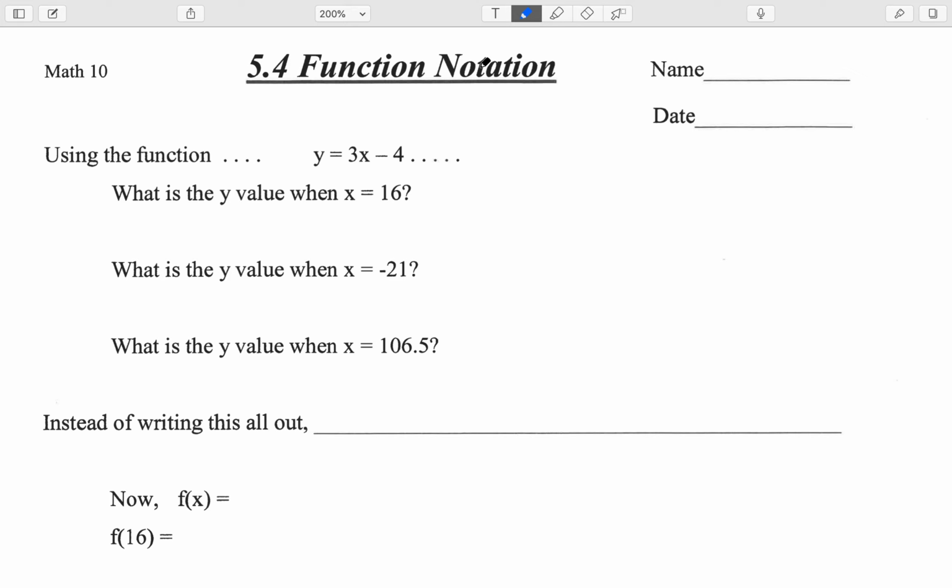This is it. This is the end of chapter 5, the third and last part we're going to do for chapter 5, which is a really, really short chapter right now. So chapter 5, this last part has to do with function notation.